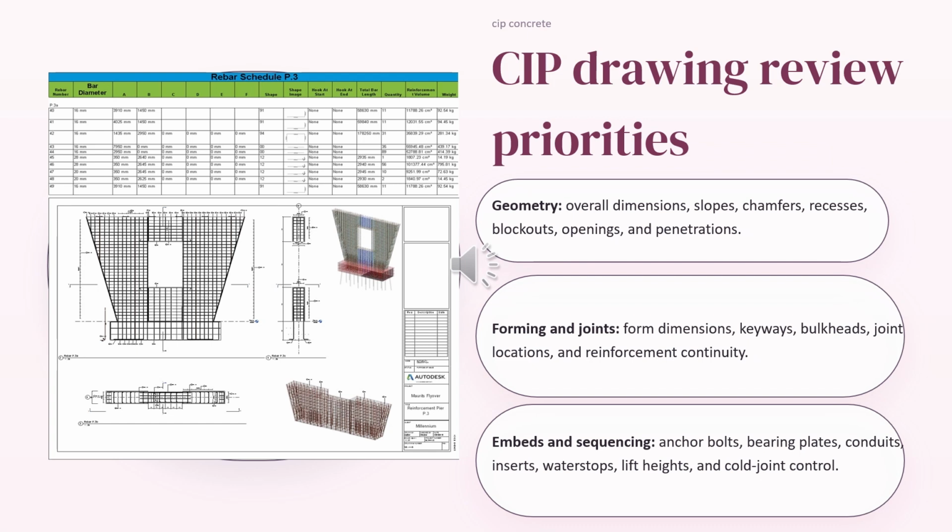The other things you need to check are the construction joints, locations, reinforcement continuity, and joint preparation requirements. You need to check the concrete cover. You need to check the finishing requirements such as surface finish class, architectural treatments, form liner locations.